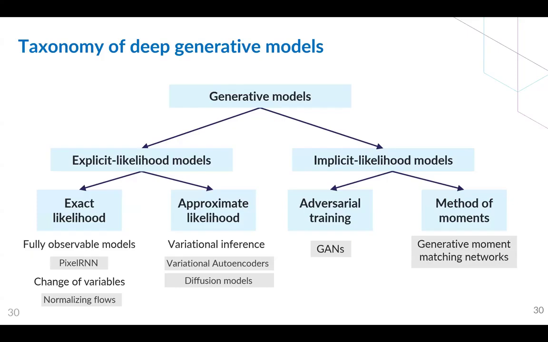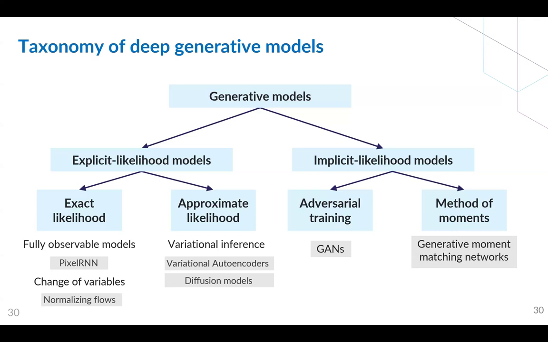But of course, there are further ways to categorize deep generative models. For example, in the explicit likelihood category, there are exact likelihood methods, including fully observable models. The notable example here is PixelRNN and other types of autoregressive models. In fact, large language models such as GPT fall into this category. Another type of exact likelihood method uses the change of variable formula, and a notable example is normalizing flows.